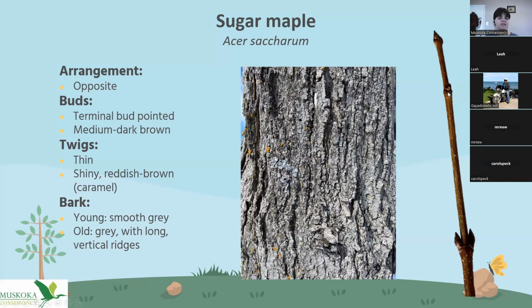The twigs are considered thin or slender, and they have that shiny reddish brown caramel color. The bark when they are young is a smooth gray, and as they age, it will get more deep ridges, and furrows tend to be vertical as well, as you can see in our very old sugar maple picture here.